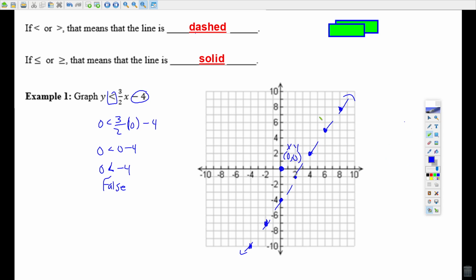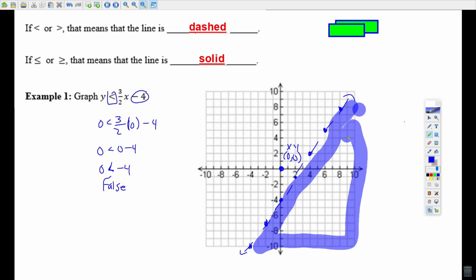So then we'll shade down here, and fill it all in. Something like that. There. So you just lightly shade it. You can do it with a pencil. Shade the bottom part.